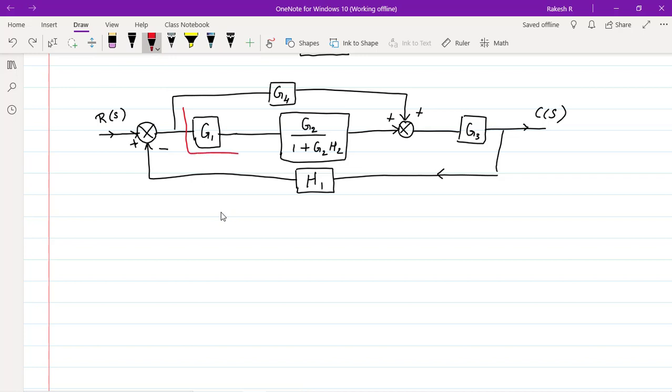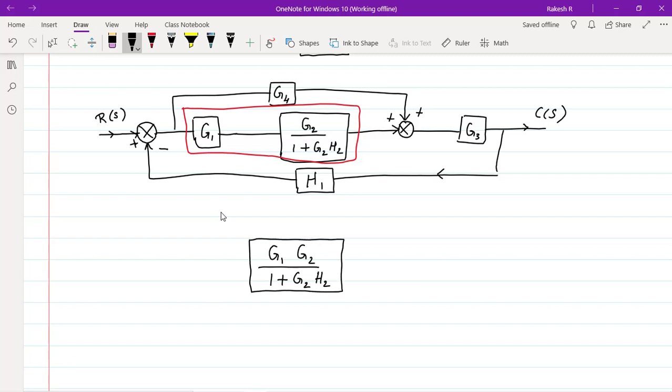See here, what you can see, these two blocks, that is G1 and G2 divided by 1 plus G2H2, these two blocks are in series now, right? These two blocks are in series here. So how can I reduce this one? When the blocks are in series, you need to multiply them, right? So this becomes G1 G2 whole divided by 1 plus G2 H2 here.